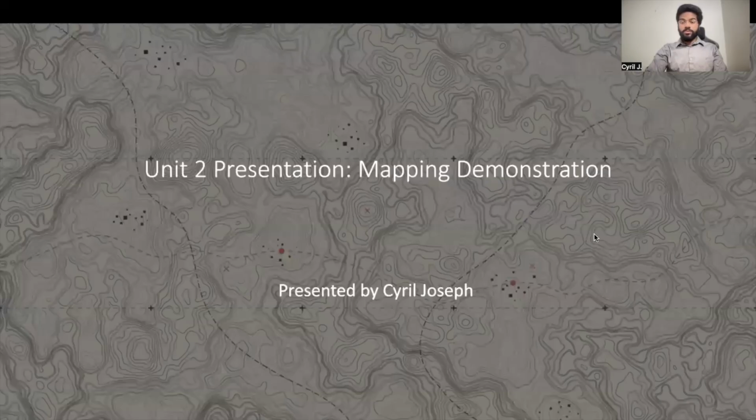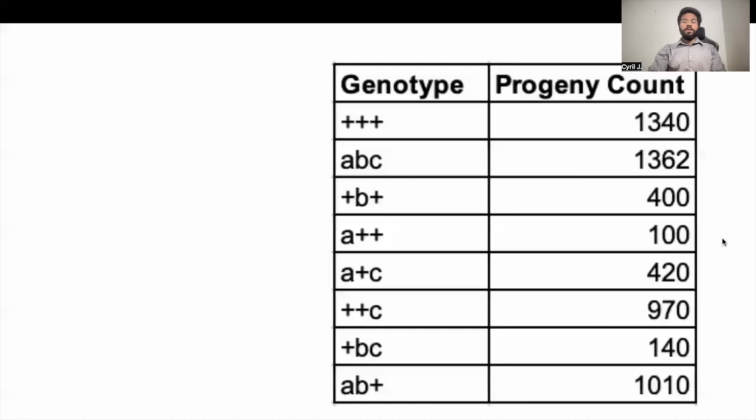So we are going to go over our gene mapping presentation, and this will be my presentation slide. Here we have a typical linkage problem with a given data set presented to us. On the left, we have a list of genotypes, and on the right, we have the progeny count for each.